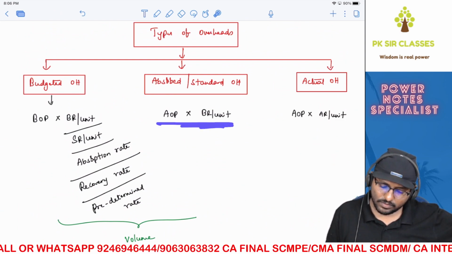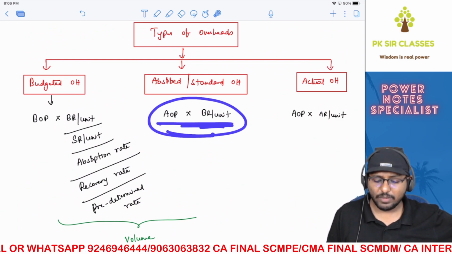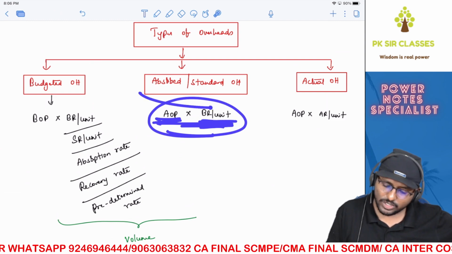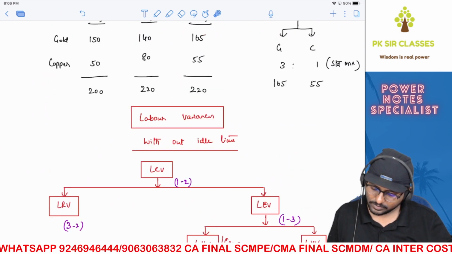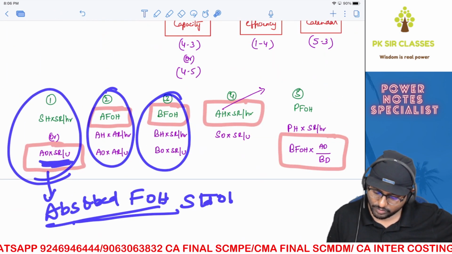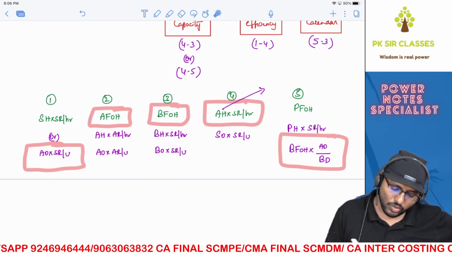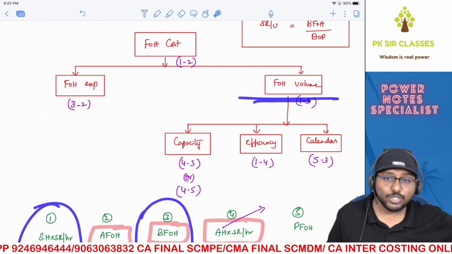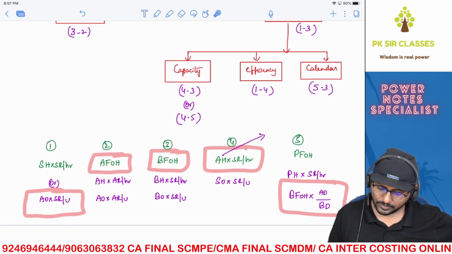AO into SR per unit is nothing but AOP into BR per unit. AO is nothing but actual output. SR per unit is nothing but BR per unit. So which is nothing but standard overheads. That's what we have got here. This is nothing but observed or standard overheads. Which one? The first one. So the difference between observed and budgeted is nothing but volume, which we already know, right?